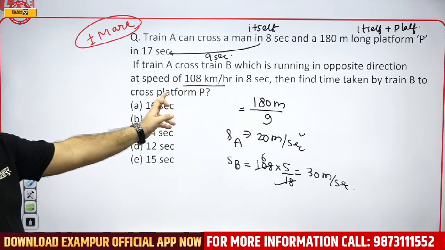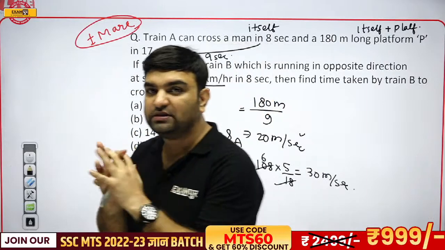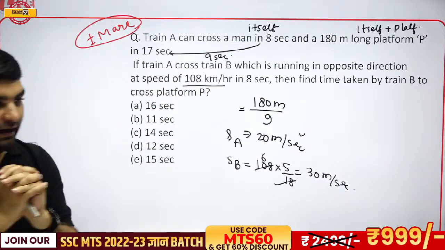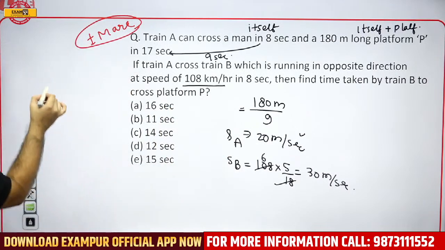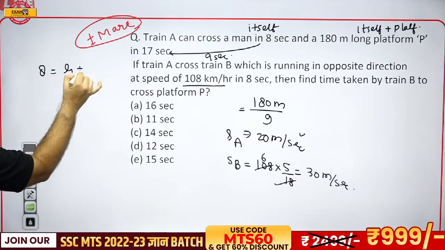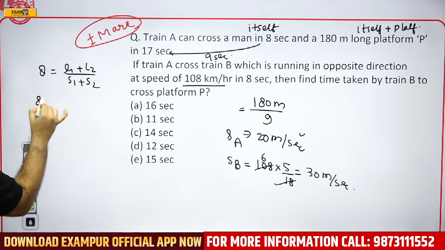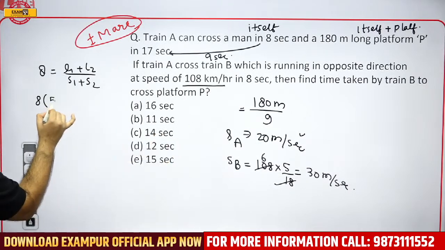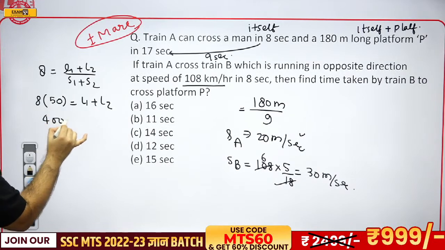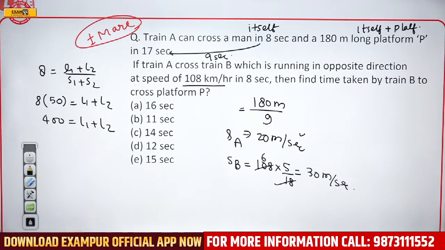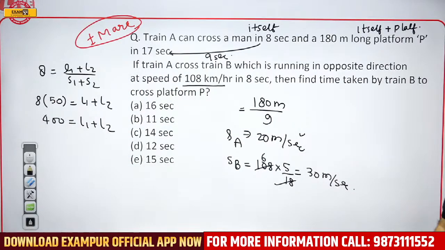Train A crosses train B in the opposite direction in 8 seconds. Whenever two trains cross each other, what is the time they take? T equals L1 plus L2 upon S1 plus S2. Now what is S1 plus S2? 50 meters per second. So we got their sum of lengths. 400 is the sum of their lengths. Well done, Vinod. You are just amazing.